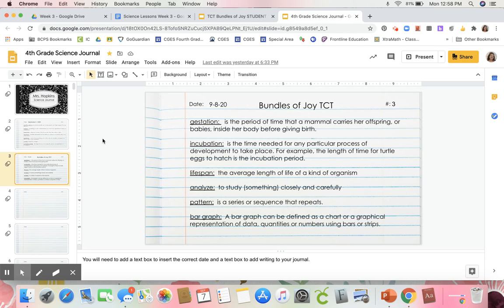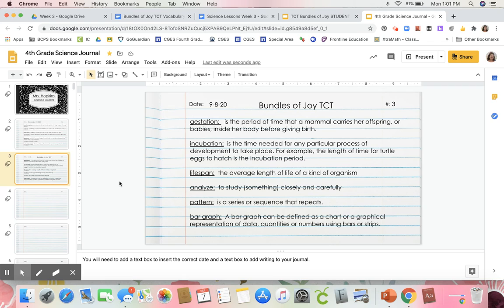which should be located in your drive, and you're going to have a Google Doc that will have these definitions on them. Then what you'll do is you're going to copy and paste these definitions into your journal. Let me show you how that will work.